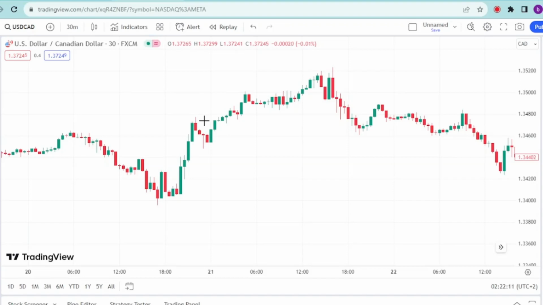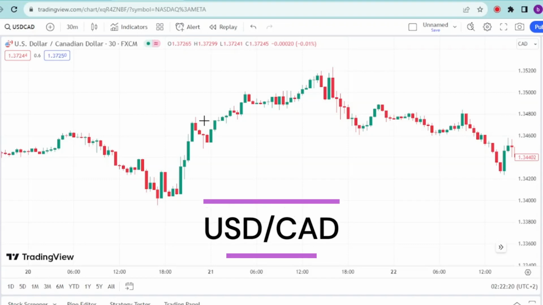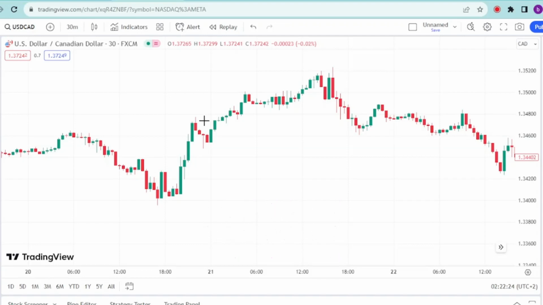We're going to be showing you how the fundamentals keep on affecting the general direction of the markets. Anyway, this is the United States dollar versus the Canadian dollar, and we're going to be showing you how the CPI once again affected this beautiful currency pair.